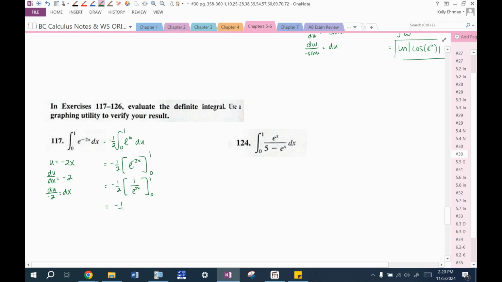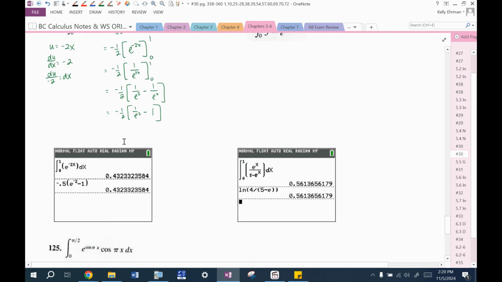So you get negative 1/2. Plug in 1, you get 1 over e squared, minus 1 over e to the 0 when you plug in 0. So that's negative 1/2 times 1 over e squared minus, this is just 1. That's my answer. I confirmed this on my graphing calculator, so I just did the straight up integral and got this. Negative 1/2 times e to the negative 2 minus 1 is the same decimal.